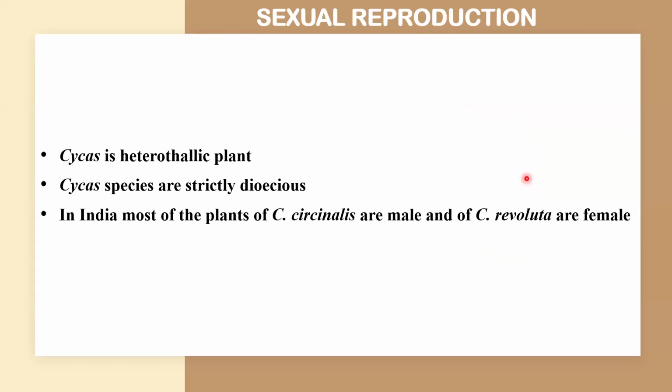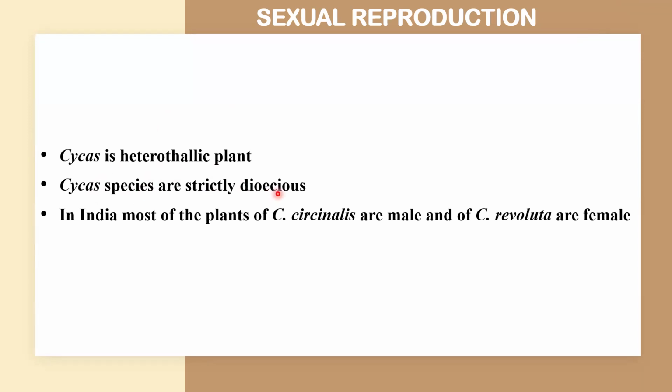Coming to sexual reproduction, Cycas is a heterothallic plant and is strictly dioecious. A heterothallic plant is one where the male and female gametophytic phases, which is the reproductive phase, develop from two different kinds of spores. Therefore, Cycas produces two different types of spores, which produce two different types of gametophytic phases. This is known as heterothalism.